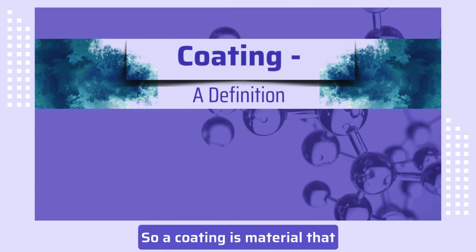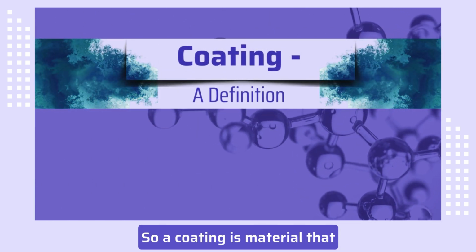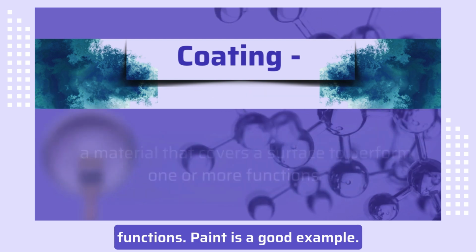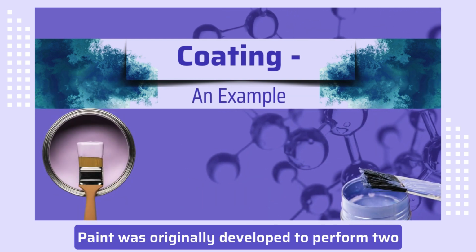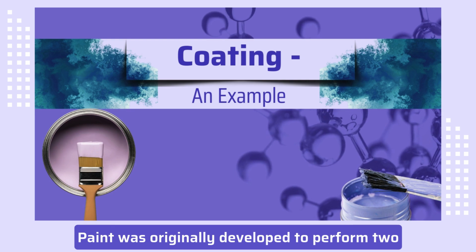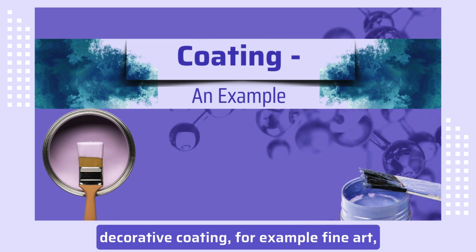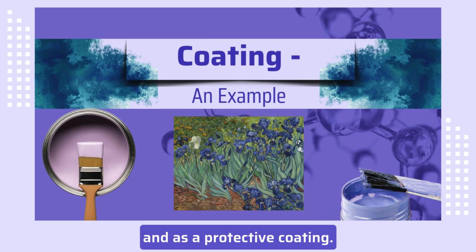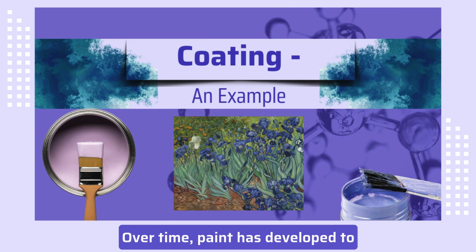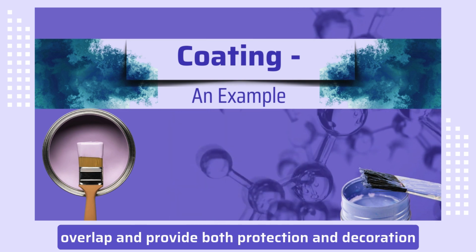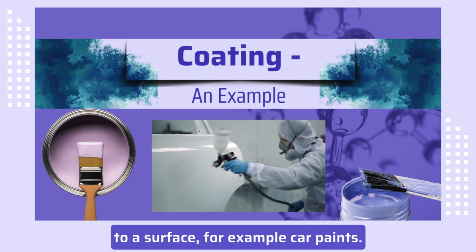What is a coating? A coating is a material that covers a surface to perform one or more functions. Paint is a good example. Paint was originally developed to perform two completely separate functions: as a decorative coating, for example fine art, and as a protective coating.